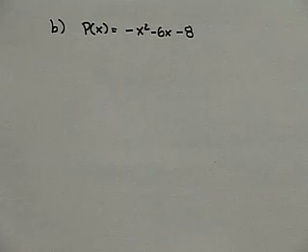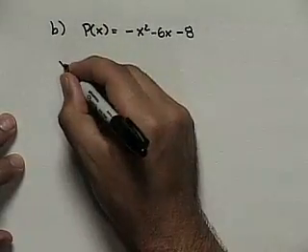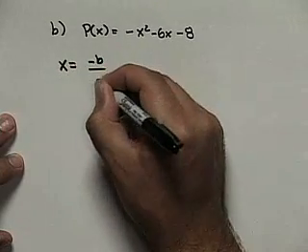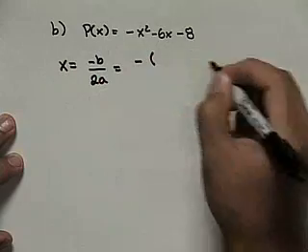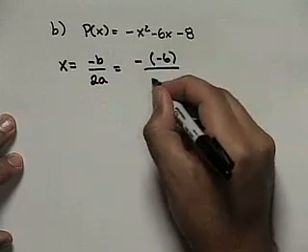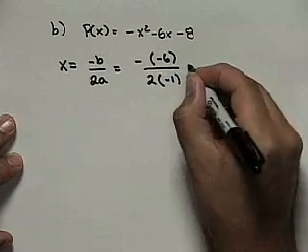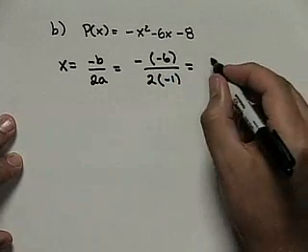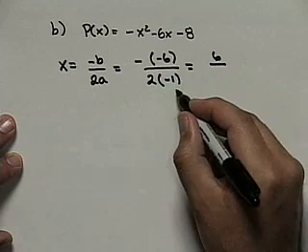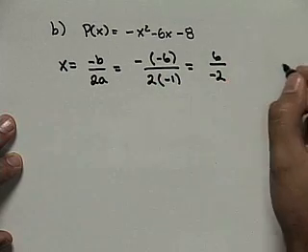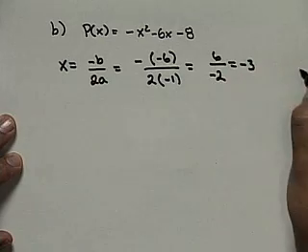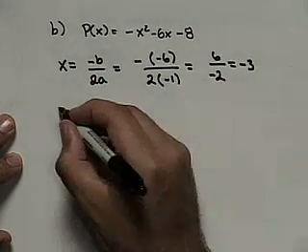Let's look at another example and do the same thing. Again, we're asked to find the extreme value of this particular parabola. We're given that p of x equals negative x squared minus 6x minus 8. In order to do this, we first have to find the vertex. So using the vertex formula again, x equals negative b over 2a. Substituting in the appropriate values, b in this case is negative 6, and the a value is negative 1. So we have negative 6, which is positive 6, and then 2 times the a value negative 1 gives us a negative 2. And 6 divided by negative 2 is negative 3. So the x-coordinate is negative 3.